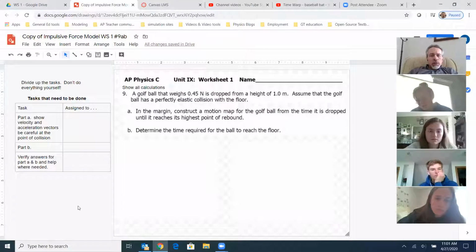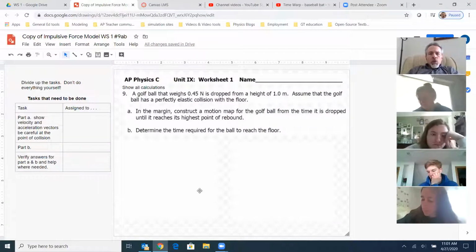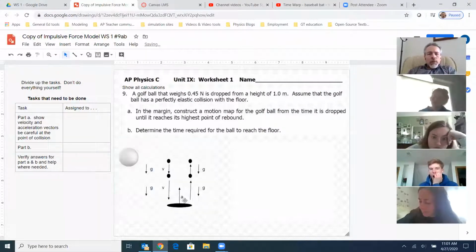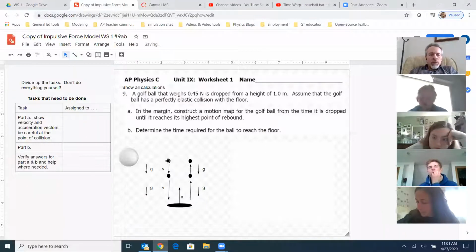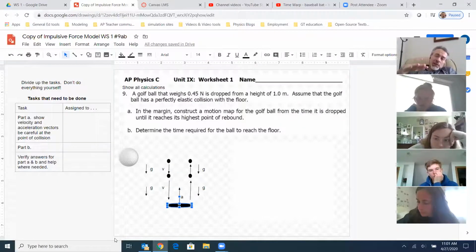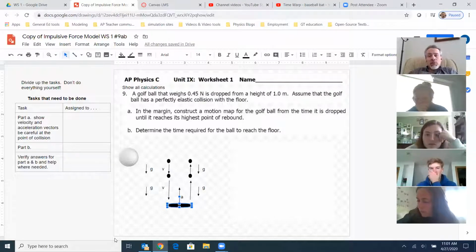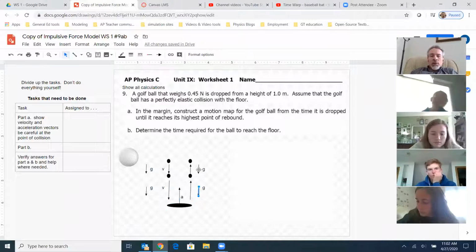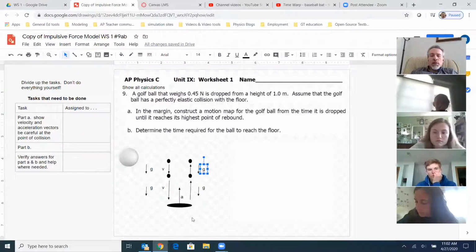Okay, so for the motion map, I have the ball falling here on the left-hand side, and notice the spacing is getting further and further. This bottom part is like a big dot because it's almost instantaneous where it goes down and comes back up. It's not truly instantaneous, but it's pretty close. It happens very quickly. And then on the way up, it still has the same acceleration of gravity downward, and so it slows down at that same rate.